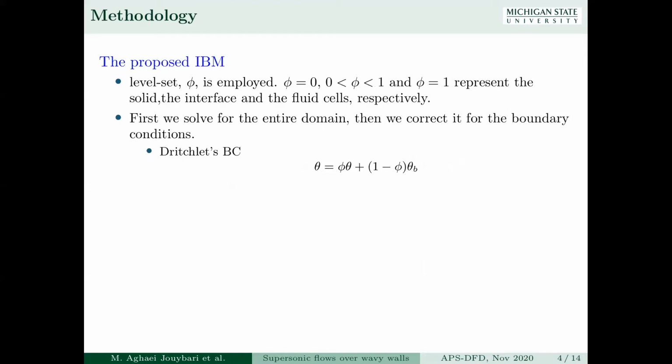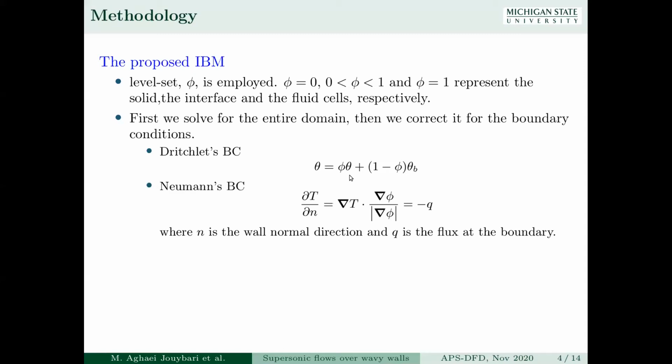To impose a boundary condition, we first solve for the entire domain, then we correct for the boundary values. For example, to impose the Dirichlet boundary condition, we can use this relation. For test variable theta, if we are in the solid domain, phi equals 0, and the corrected value of theta gets the value of theta at boundary, which is called theta b. But if we are in the fluid domain, phi equals 1, and the corrected value of theta gets the original value of theta computed from the numerical solver. Similarly, we can impose the Neumann boundary condition using this relation and employing one-sided differentiation schemes to calculate different differential terms here.